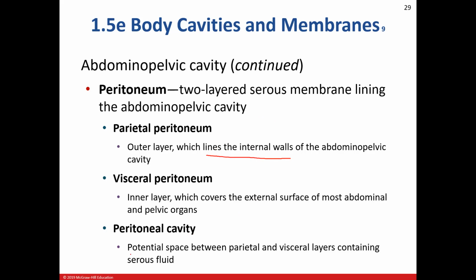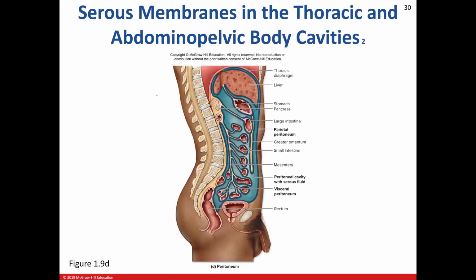But look at this term here, potential space. A potential space is a space that could potentially appear or become present if something happens, for example, if blood somehow gets into the peritoneal cavity, such as internal bleeding. It is a potential space, which means in a normal, healthy individual, that space should not be there. And there are other structures, and we'll talk about them throughout the semester, that have a potential space.